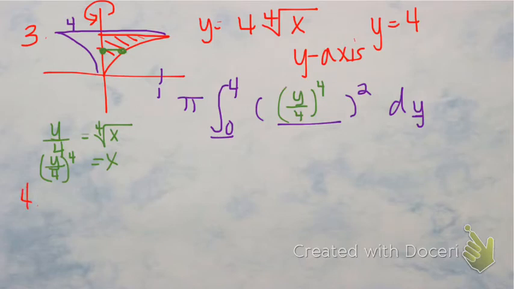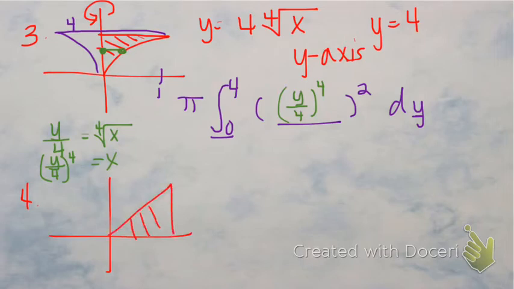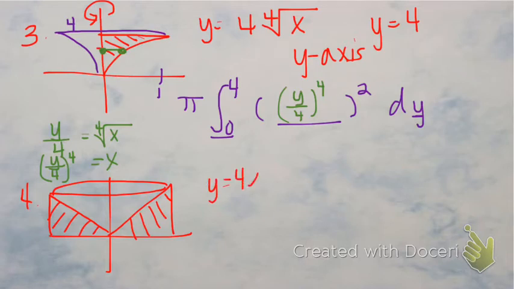Okay, one more on the y-axis. I tried to do one with a hole and one without a hole on both of them, just so that you would be reminded about it. So it's like a cylinder with a cone cut out of it, if you want to think of it that way. It's y equals 4x, x equals 1, and the x-axis, those are the boundaries.